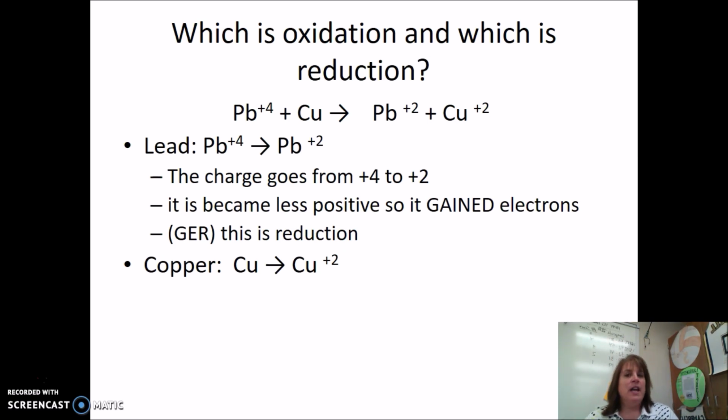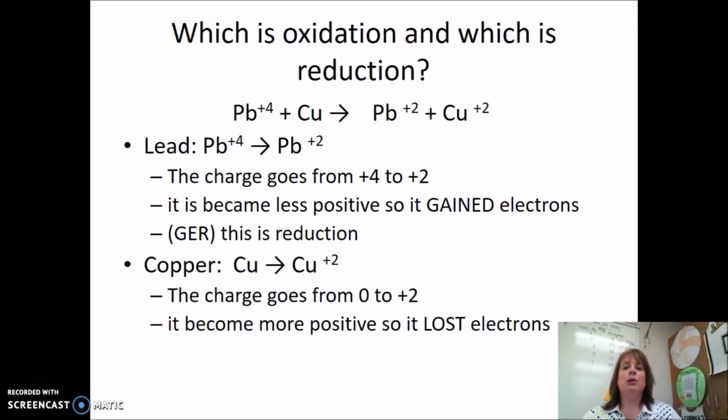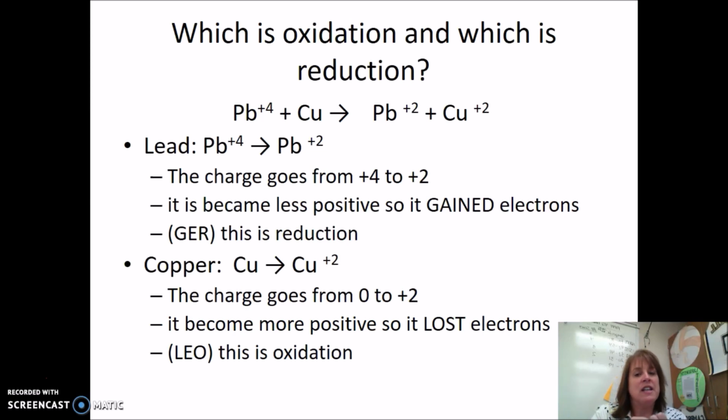For copper, we have the copper without a charge going to the copper plus 2 ion. And so here we have a charge that's becoming more positive, right? We went from 0 to plus 2. So if I'm becoming more positive, that means I'm losing electrons. And if I lose electrons, LEO, lose electrons, oxidized. So look at how the charge changes as I go from the reactants to the products. Am I getting more or less positive? More positive means I'm losing electrons, oxidation. Gaining electrons, I'm becoming less positive or more negative, and that means it's a reduction.